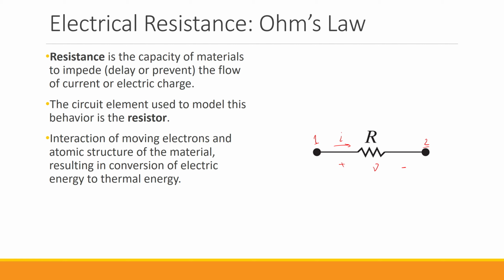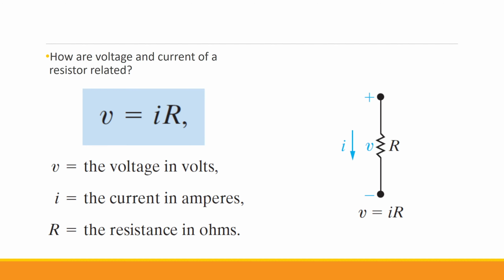Now the question becomes, what is the relationship between the voltage across a resistor and the current that goes through it? That is what is called Ohm's law. I briefly mentioned it last time too.